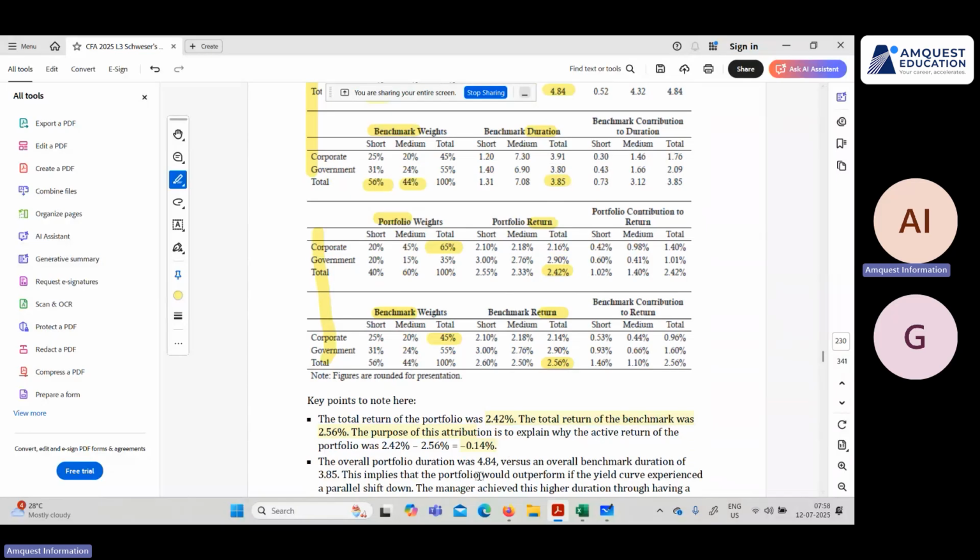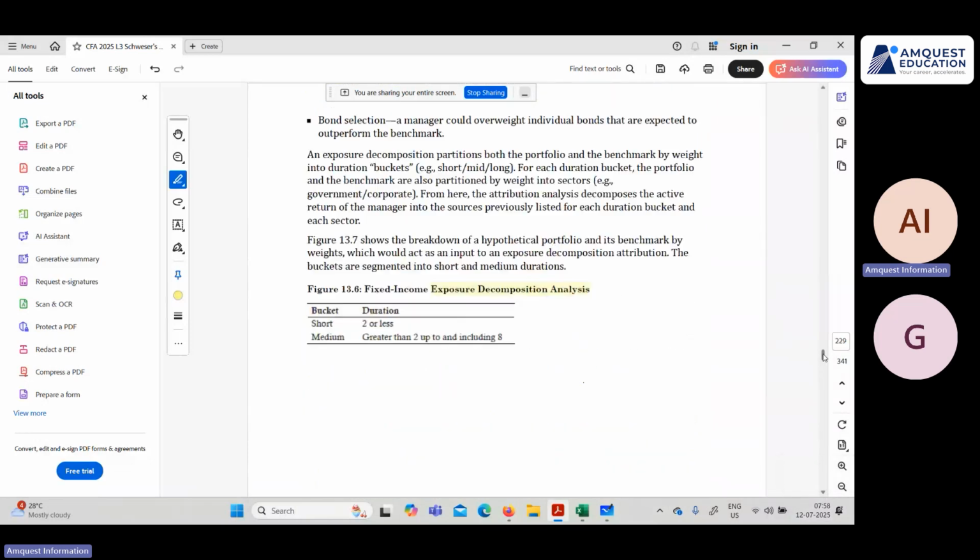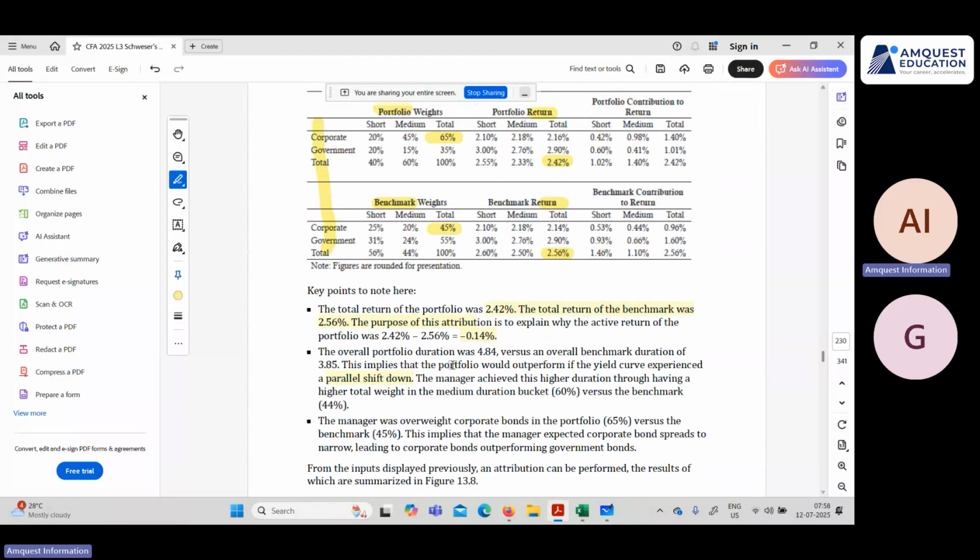This implies that the portfolio would outperform if the yield curve experiences a parallel shift down. We talked about it. Would outperform basically means we are speculating for now. So that's my manager's idea, getting a higher duration for our medium-term bonds. And then lastly, the manager was overweight in corporates. It means the manager expects the corporate spread to narrow. Again, that was my expectation, that the spread would narrow, which means the corporate bonds are going to outperform the government bonds. Are we good?